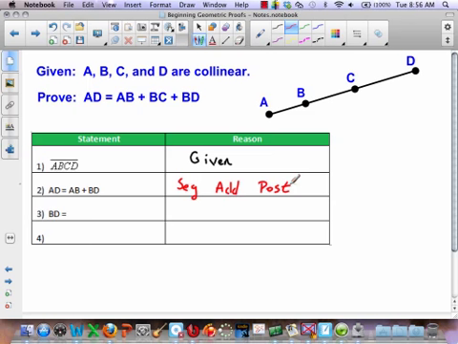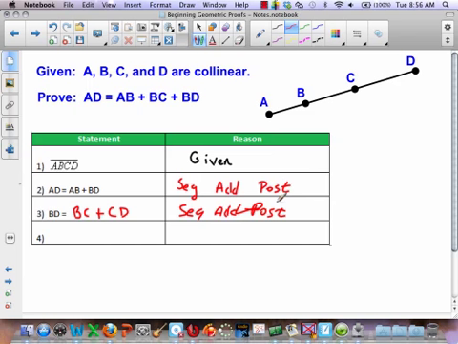Complete number 3. BD is what? Cheyenne? BC plus CD. Okay, and what's my reason for stating that? Segment addition postulate. So again, adding up the parts to get the whole.